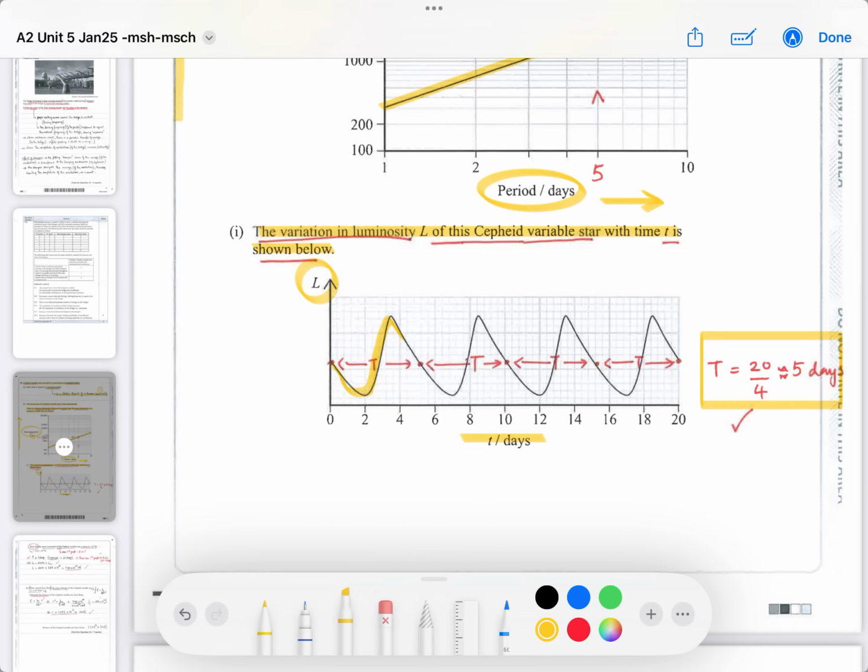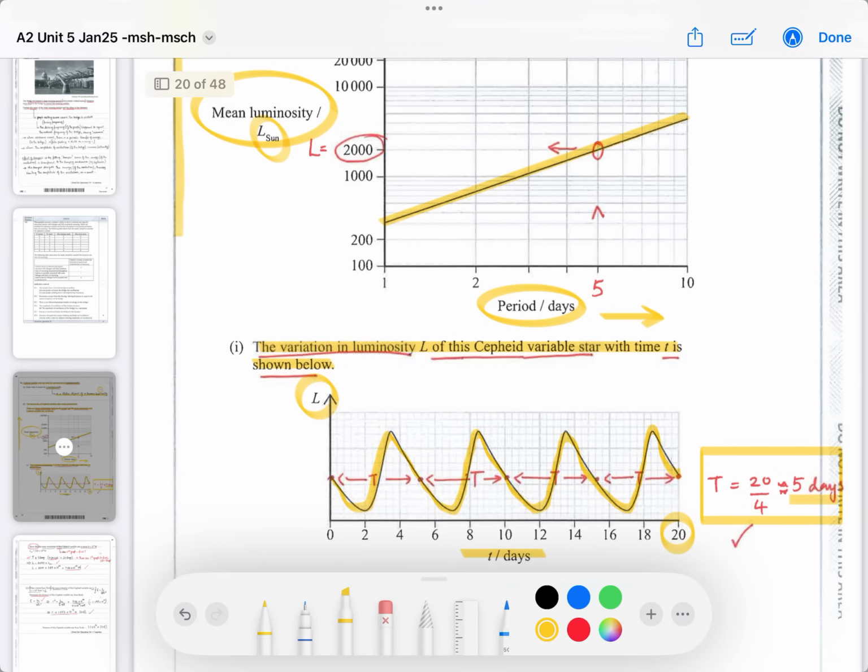There's 1 complete wave. Here's 2 complete waves. Here's 3 complete waves. And here is 4 complete waves. So that's 4 periods. So the period will be 20 days divided by 4. So for this particular Cepheid variable that we're talking about, it would have a period of 5 days.